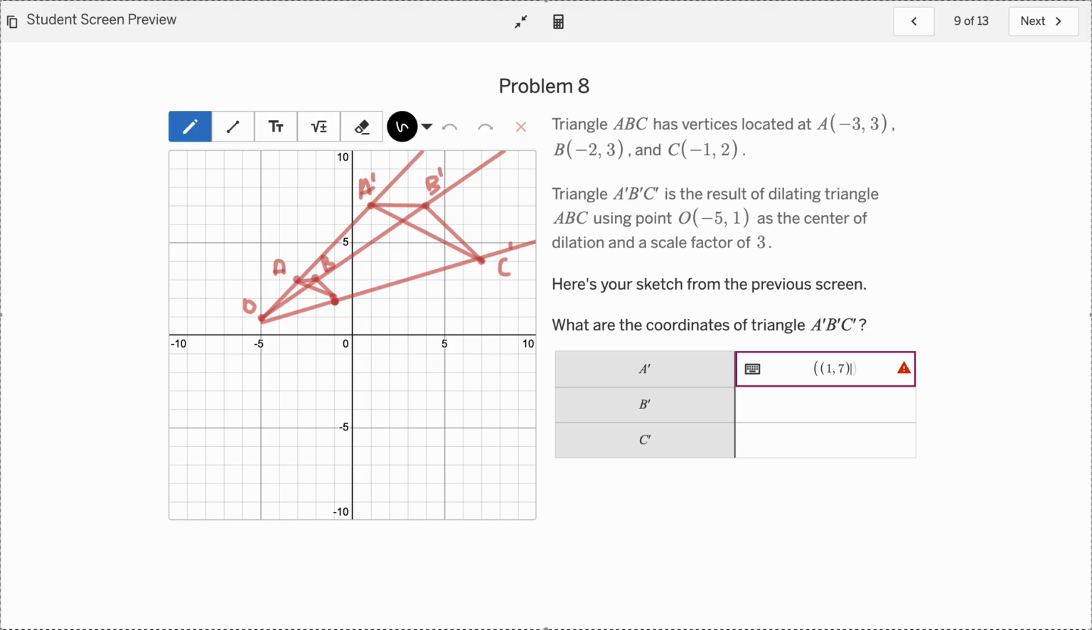So it's going to be +7. And then, oops, I guess it wants me to just get rid of those parentheses there, and it does parentheses for me. So B looks like it's at 4, 7. And then C prime looks like it's at 7, +4.